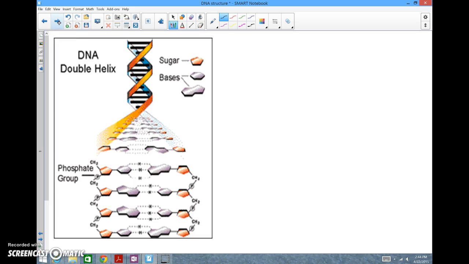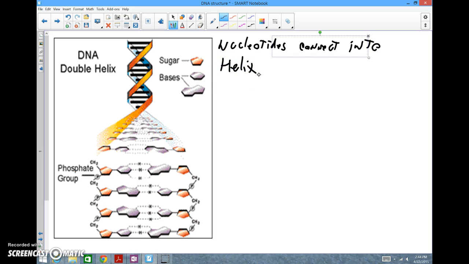What it turns out is that the nucleotides connect into a shape that's very common in nature called a helix. A helix is a lot like a slinky. So if you were to take a slinky and stretch it really far, it would look like this. And that's actually what a helix is. A lot of our protein structures actually have a helical shape. It's very stable. It's a common structure in nature.